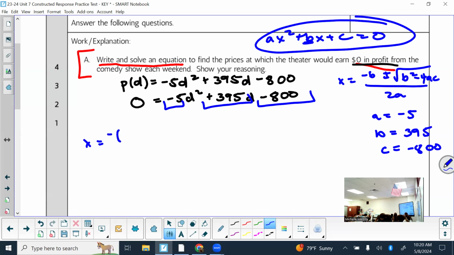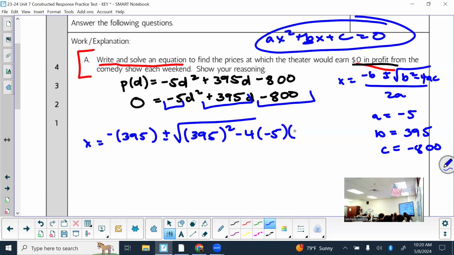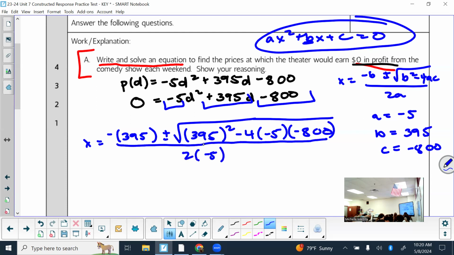So negative 395 plus or minus the square root of 395 squared minus 4 times -5 times -800, all over 2 times -5. This alone could be your reasoning. If I see that you plugged it in the right way, that could be your reasoning alone.